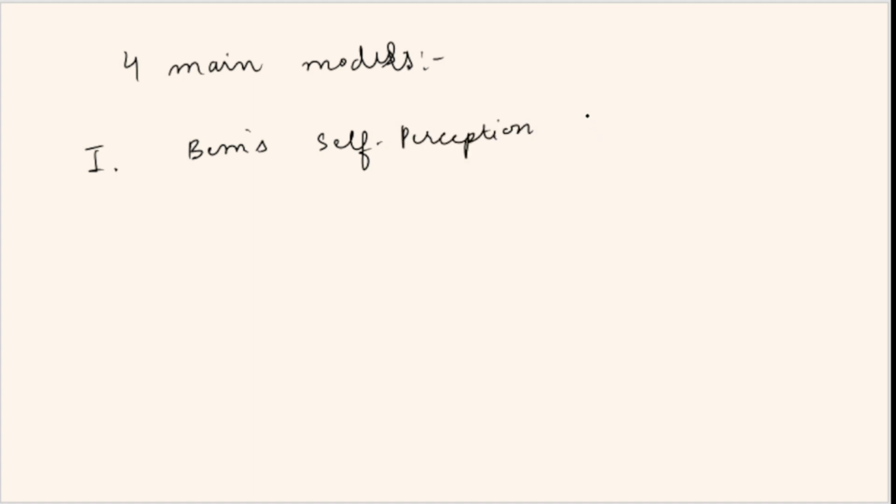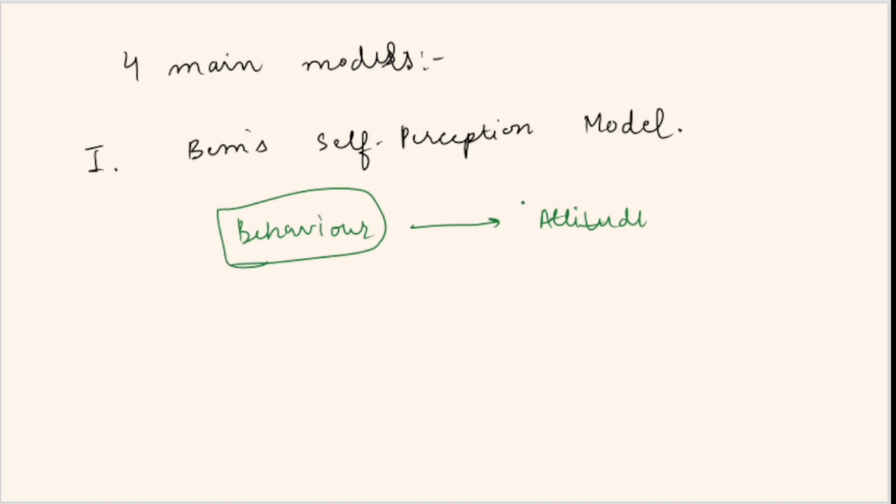Okay, so there are various models, and we are going to discuss the 4 main models which are relevant. The first model that we are going to discuss is Bem's self-perception model. What is Bem's self-perception model? In this model, we think that our behavior influences our attitude, and we use our behaviors to interpret what kind of attitude we have towards that other person.